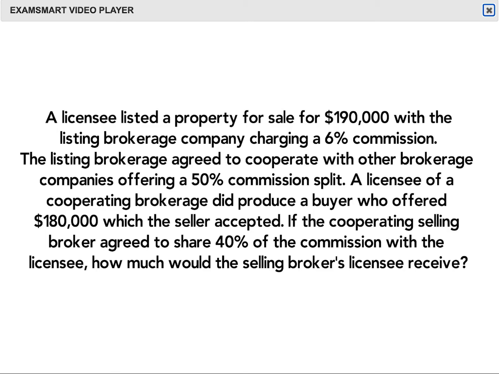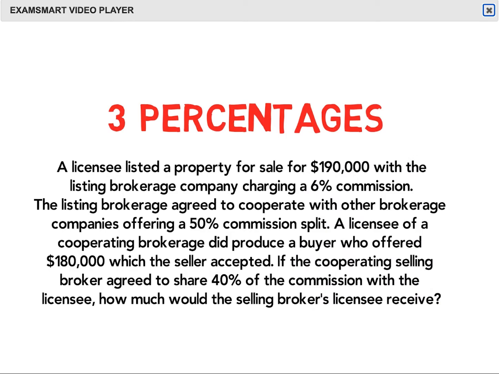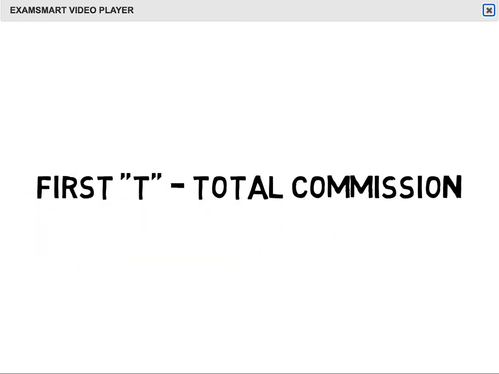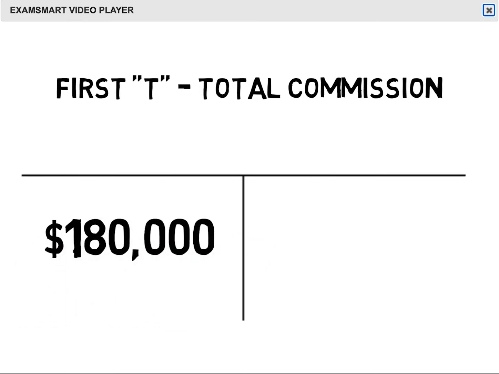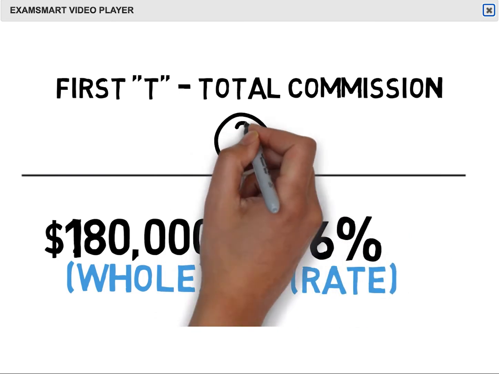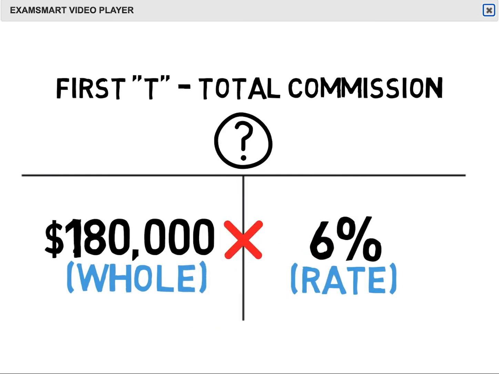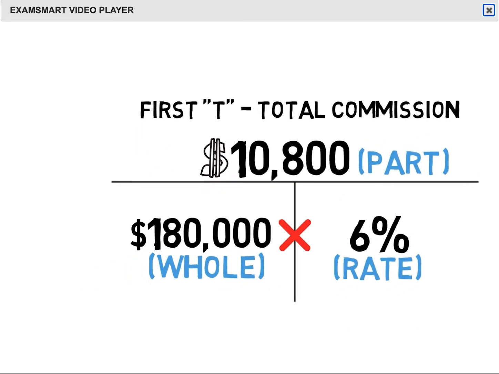In this case, they give us 3 percentages in our problem, which tells us we will draw 3 T's. Let's begin with the total commission. The sale price was actually $180,000, so that will go in the bottom left in our first T for the whole amount. My commission rate is 6%. Your percentage always goes in the bottom right. So our formula tells us to multiply straight across. So we will take $180,000 times 6% to get the part, or the total commission, of $10,800.